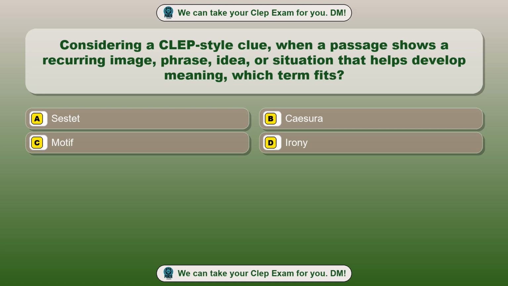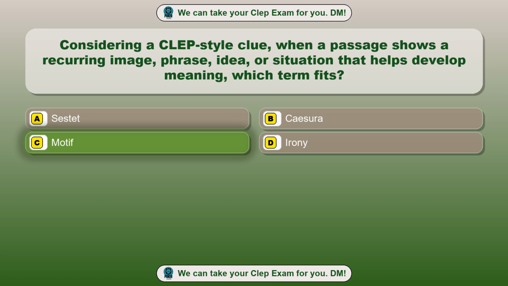Question 1. Considering a CLEP-style clue, when a passage shows a recurring image, phrase, idea, or situation that helps develop meaning, which term fits? Option A. Sestet. Option B. Caesura. Option C. Motif. Option D. Irony. The correct answer is option C.